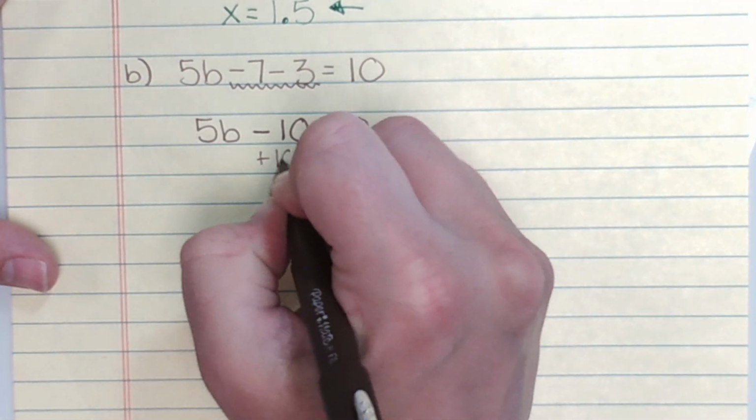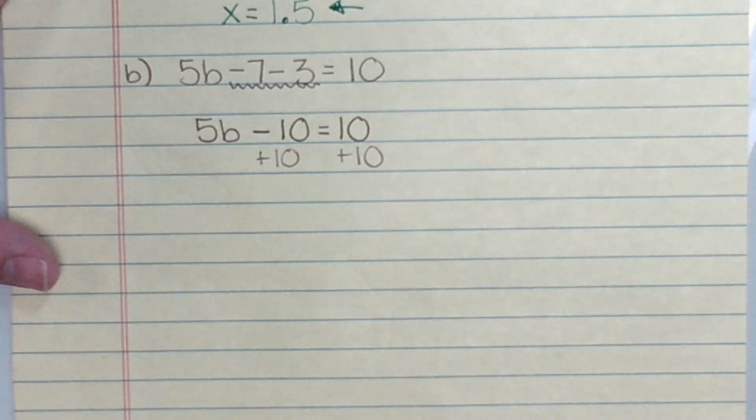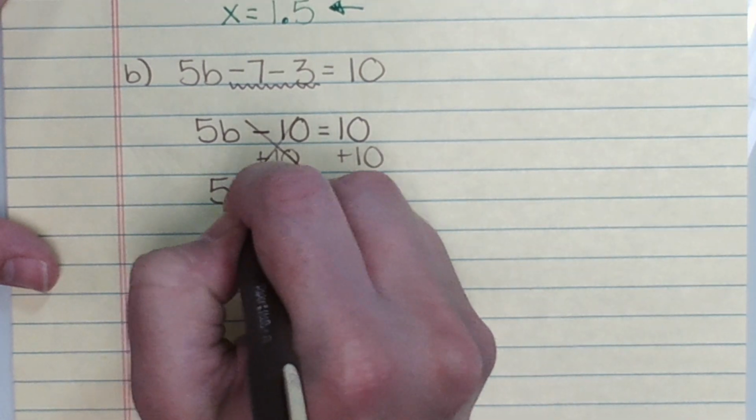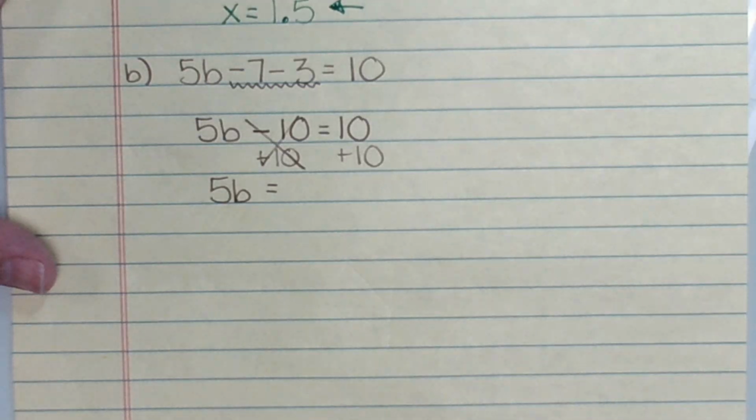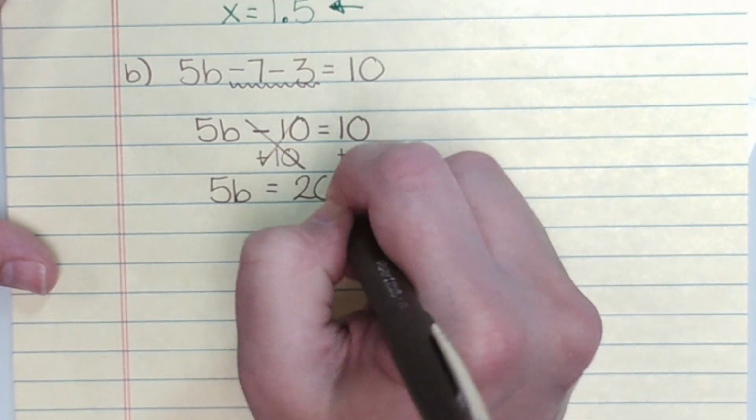You can add 10 to each side. Good. Goal is to get rid of that 10 because it's on the same side as the b. 10 plus 10 happens to be 20.